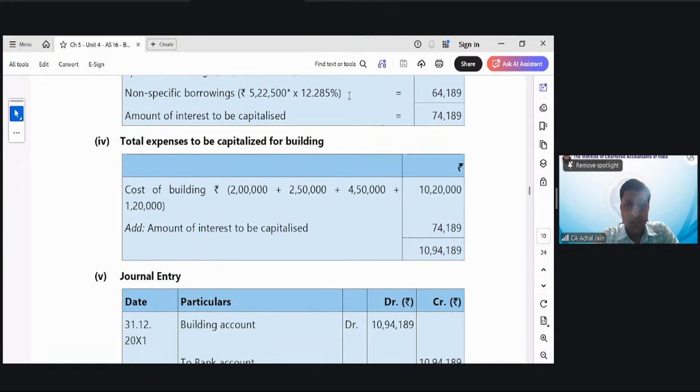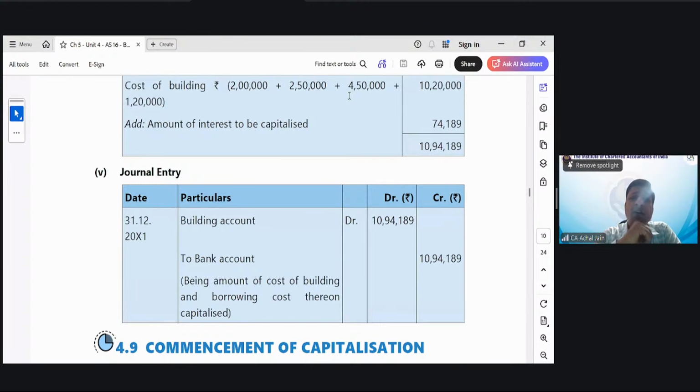So let's suppose an accounting entry is to be passed. What is the accounting entry you will pass? Building debit to bank. Yes or no? That's the entry you will pass for capitalization. And what is going to be the amount? 10,94,189. Yes or no? So any questions on this? Over to you. Are you clear on this? Great. Aditi is clear. Any questions?